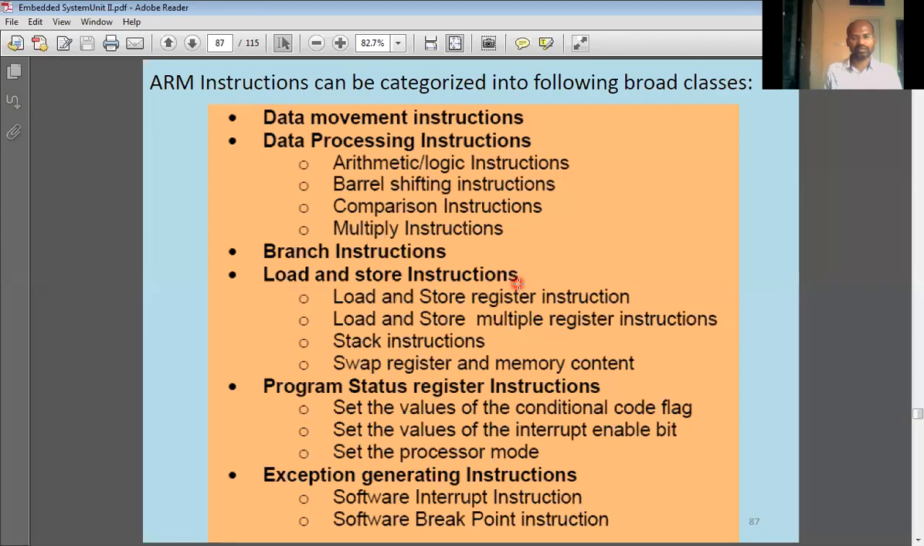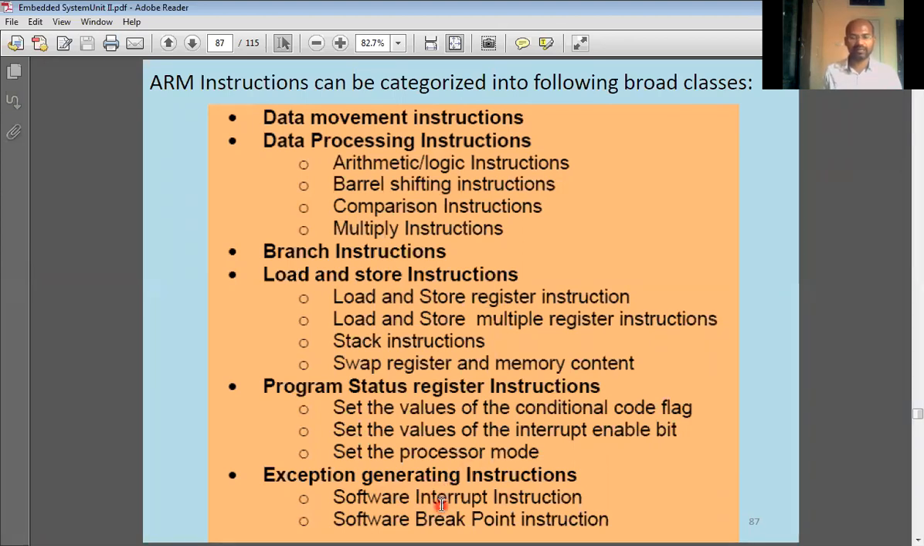Next, load and store instructions. Load and store instructions are the instructions which access the memory. Either data is moved from memory to the registers or from registers to the memory. Those instructions are classified under load and store instructions. Next, program status register instructions. They set the values of the conditional code flags and so on. Next one is software interrupt instructions. By using these instructions, we can issue interrupts, that is software interrupts. We have two types of interrupts, software and hardware.